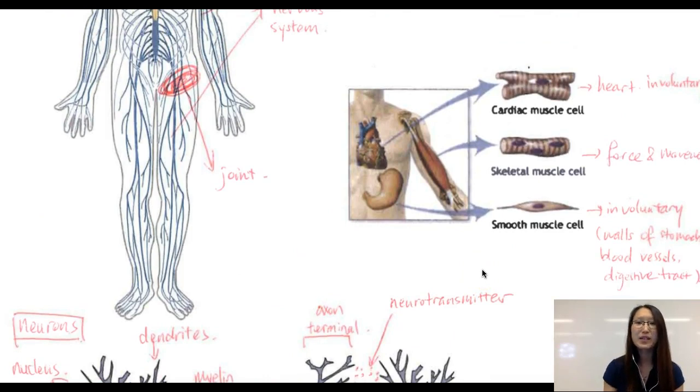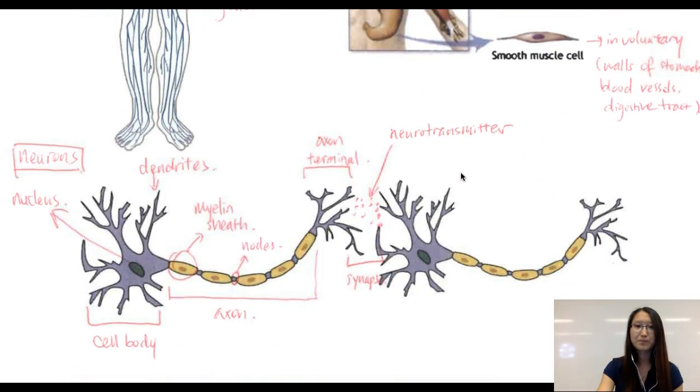So there are three different types of muscles. There's the heart muscle, which is cardiac muscle, which is in your heart. And these are muscles that do involuntary movement and contraction, so your heartbeat can keep on going even without you trying to make it beat or not. And then you also have the skeletal muscle, which are muscles attached to your skeleton. And then there's also the smooth muscle, which are the walls of your stomach, the blood vessels, and digestive tract. So those are also involuntary muscles that you cannot control. But the skeletal muscles are voluntary.